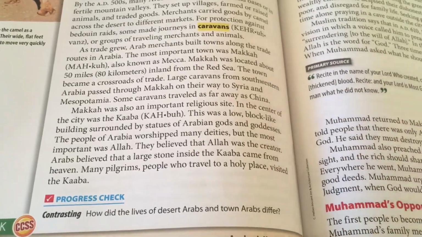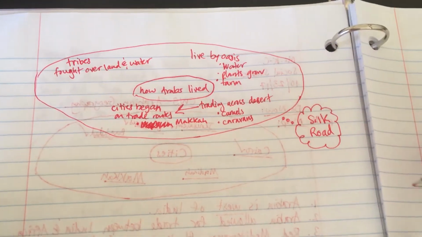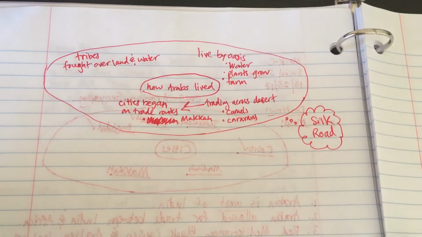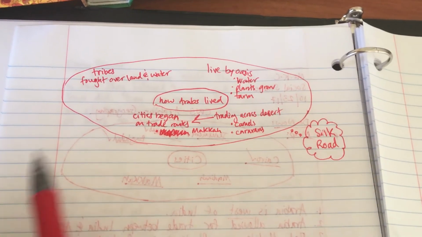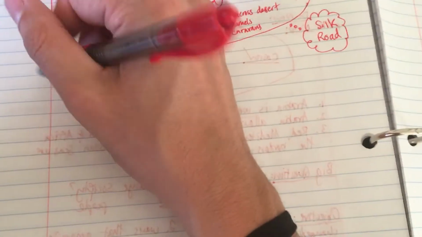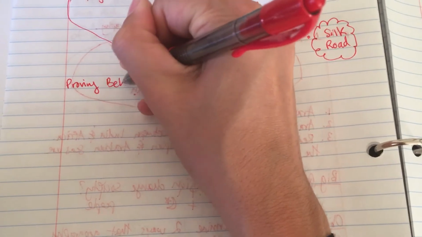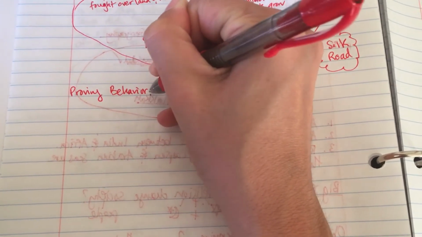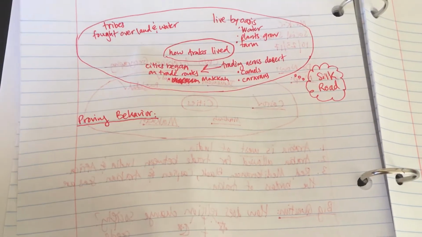All right, so now we've taken notes about the geography, and we've taken notes about how Arabs lived. And we need to use these notes to achieve our objective, to figure out how the geography affected where they lived. So we're going to write our proving behavior. And it needs to be in complete sentences. And I want to think about how the geography affected where they lived.